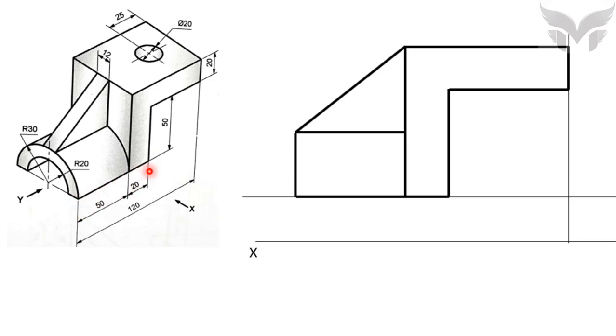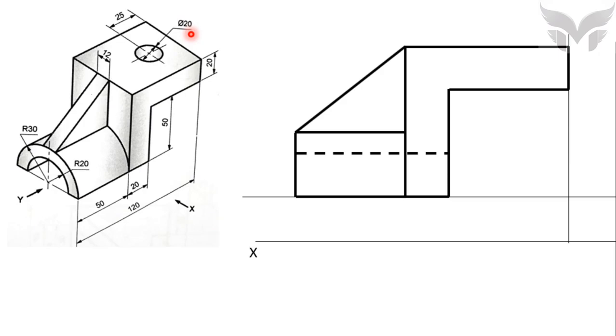Apply the same logic. So here let's show this hidden slot by drawing a hidden line at a distance of 20 mm from bottom, because the radius of the slot is 20 mm, like this. Now let's go for this hole at the top. Imagine which edges of this hole are hidden. So here we will have two hidden lines 20 mm apart, because the diameter of the hole is 20 mm.